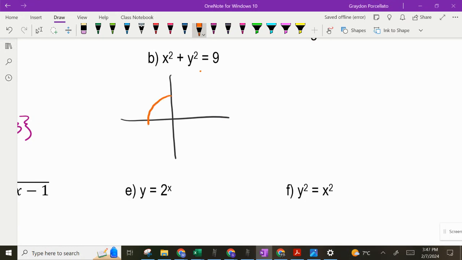What this graph is, is a circle with a radius of 3. Okay, so which means this is positive 3, this is positive 3, this is negative 3, and this is negative 3. Okay?